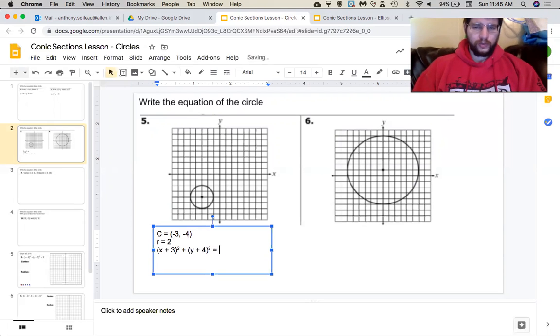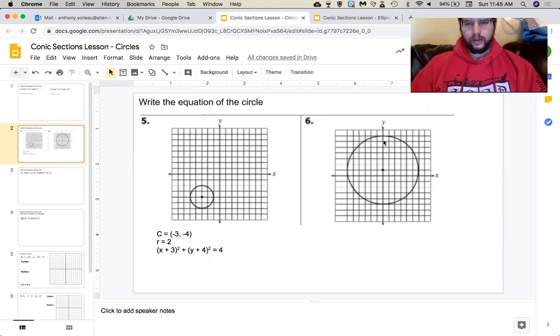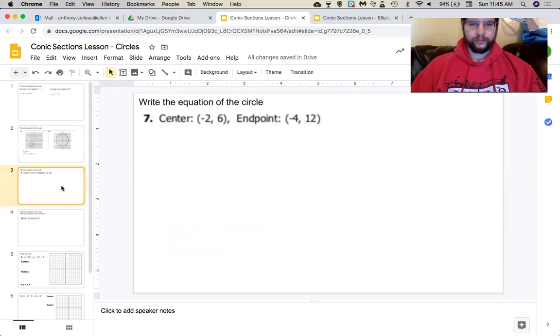And then 2 squared is 4. Done. And you do the same thing here. I'm not going to bother doing it. Just get your center and your radius from your circle. It's at 0, 1. And then this radius is 1, 2, 3, 4, 5, 6. So 0, 1 for your center, 6 for your radius, plug it in, done.